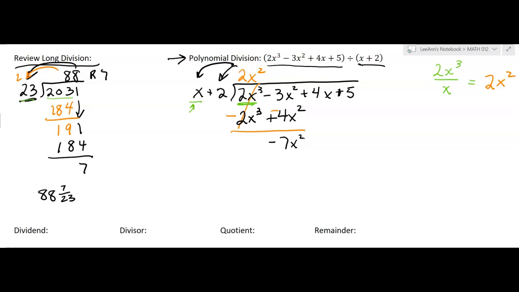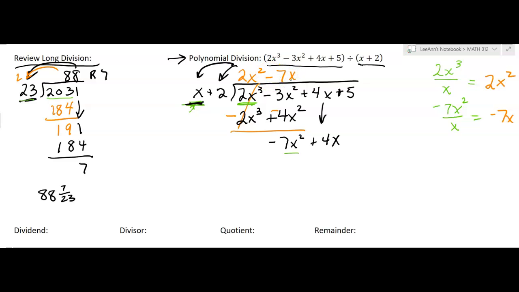Okay? And then I bring down the next term, plus 4x. And now I'm going to go through the whole process again. So I'm looking at how many times does x go into 7x squared? And again, you could write it over here, minus 7x squared. I don't know if I said minus before, but it's negative. And then what do you get? You get negative 7x. So that's how many times it goes in, minus 7x.